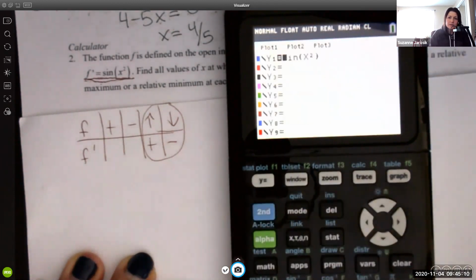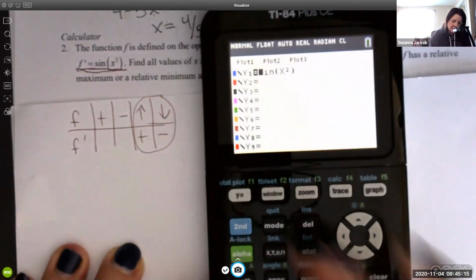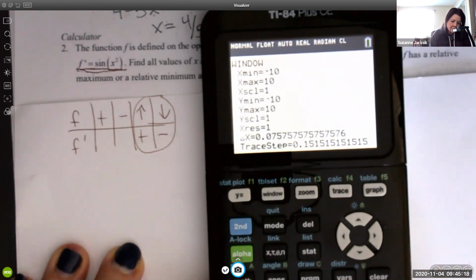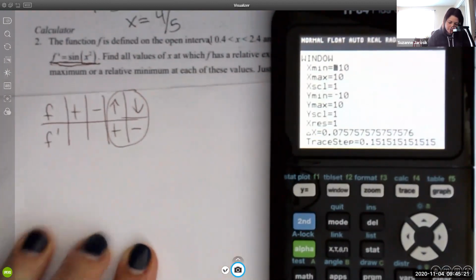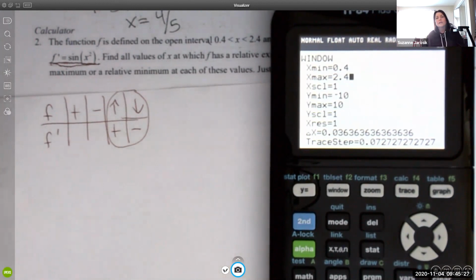In y equals, I'm specific to this domain, 0.4 to 2.4. I am actually going into the window and I'm going to enter 0.4 to 2.4 as my x values. Now, one of the Zoom functions in the calculator that works nicely in most situations is Zoom Fit. The other thing I should have said at the beginning of this, radian mode for sine, right? Radian mode for any trig values that we have. So make sure you're in radian mode. I know I'm in radian mode, but please pause to do that real quick.